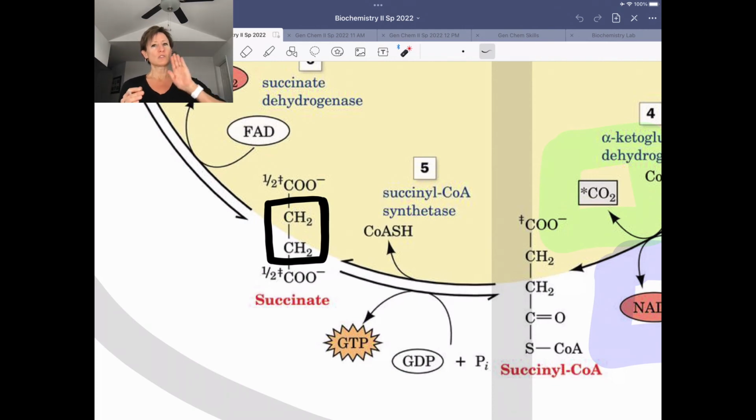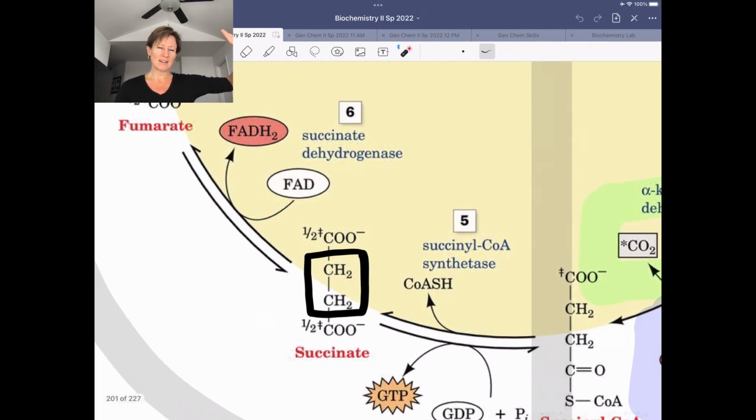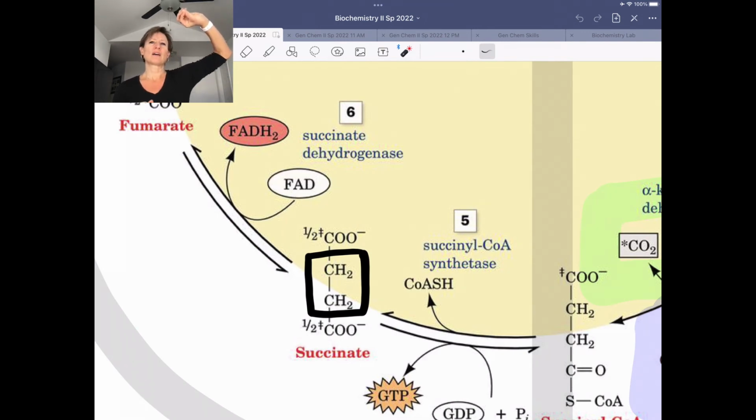All right, so succinate is going to be oxidized to an alkene, which is fumarate. Fumarate is going to be hydrated to malate, and then malate is going to be oxidized to oxaloacetate. So we want to have that story in our head so that when I'm asking you those detailed questions, you can kind of piece together those steps.